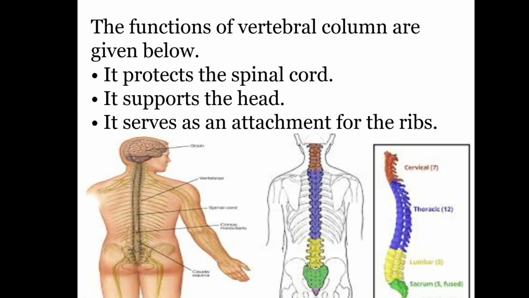The functions of the vertebral column are given below. It protects the spinal cord. It supports the head. It serves as an attachment for the ribs.